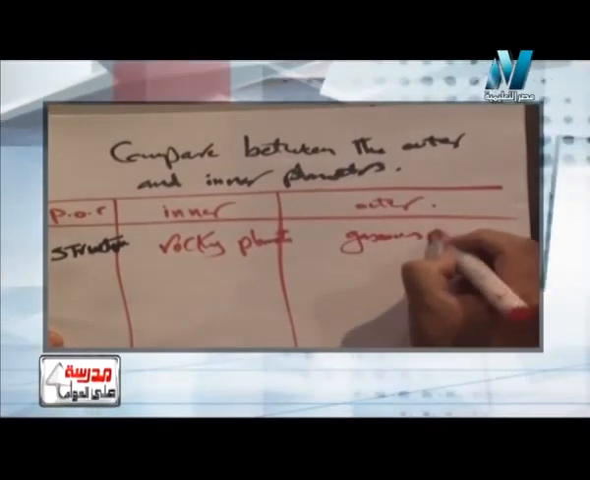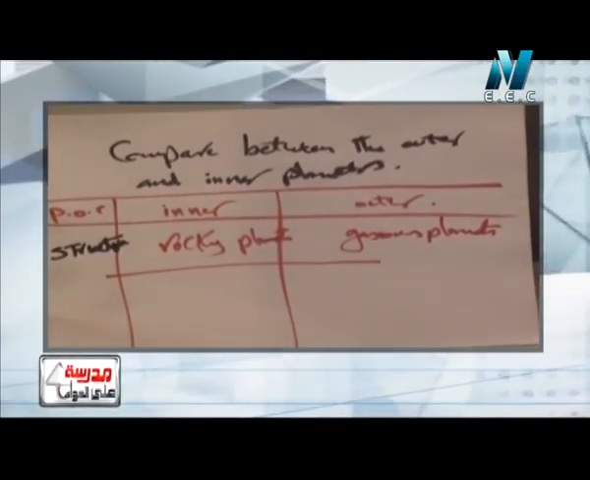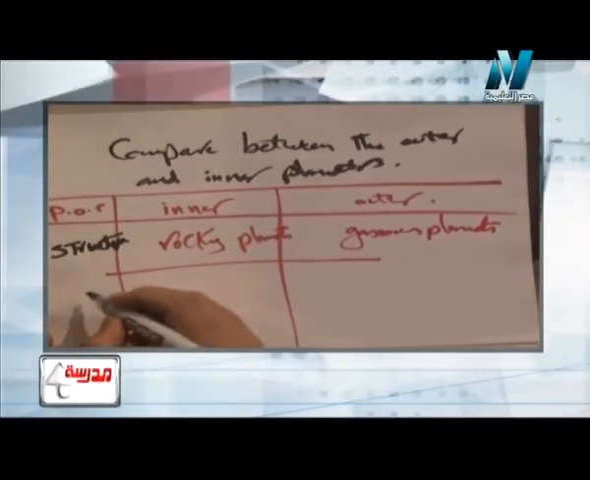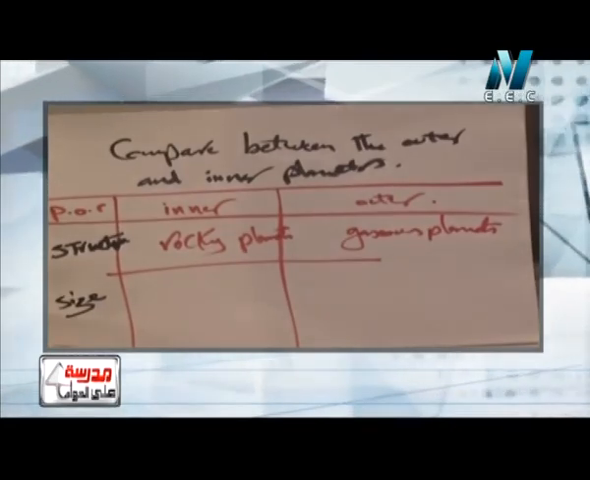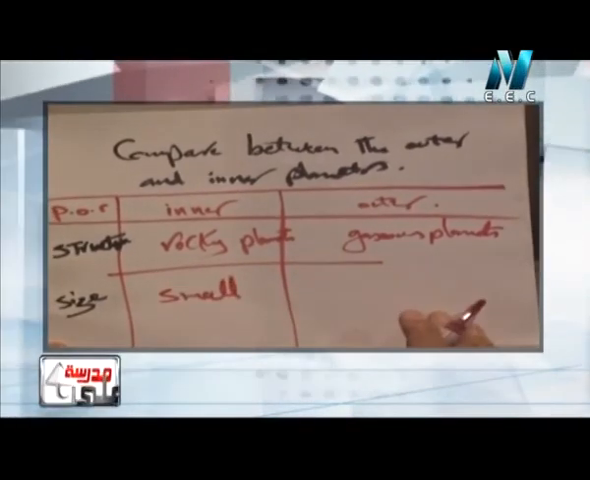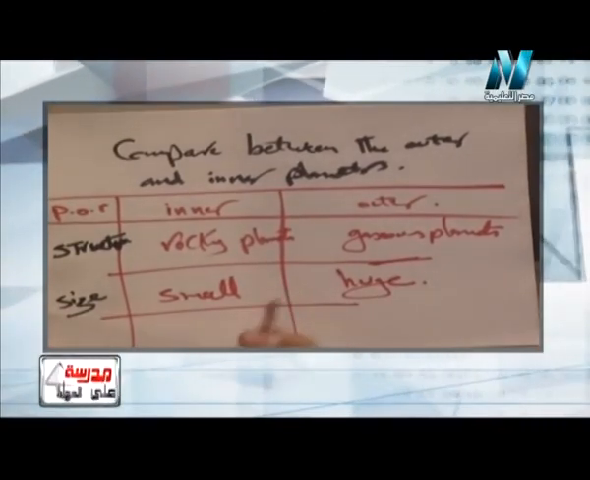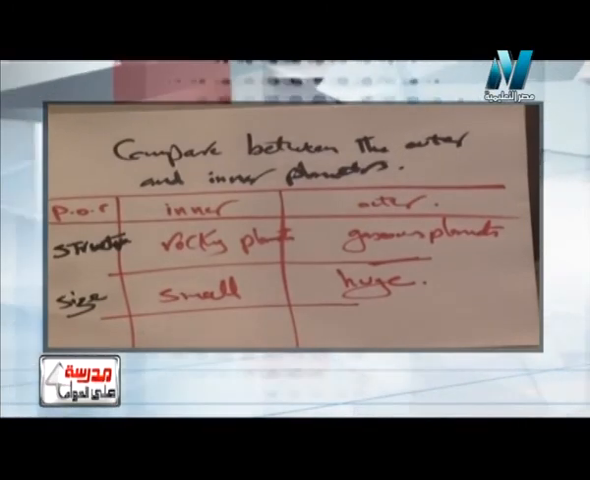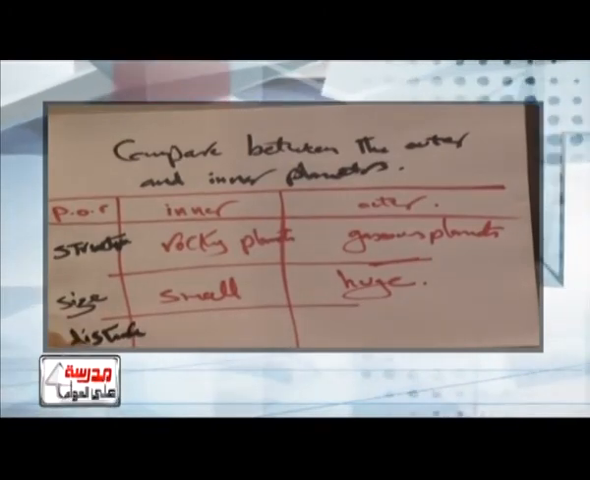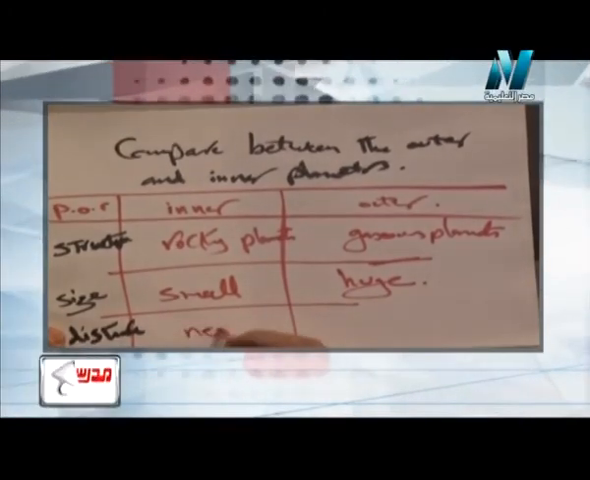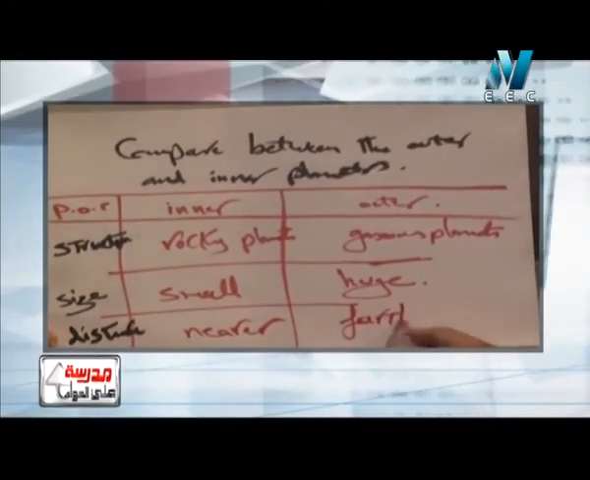They are gaseous planets. Okay, so another point of comparison is the size, حجم. Surely the inner planets are small planets. And what about the outer planets? They are huge planets. And also the distance from the sun. The inner planets are nearer, هم الأقرب, nearer. But outer planets are farthest, or farther from the sun.